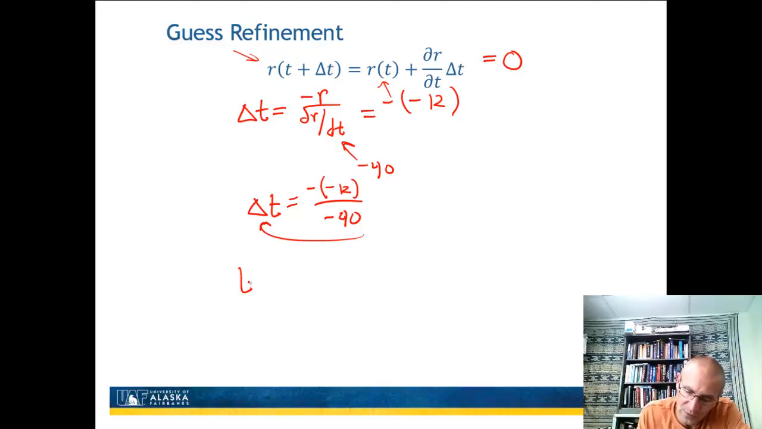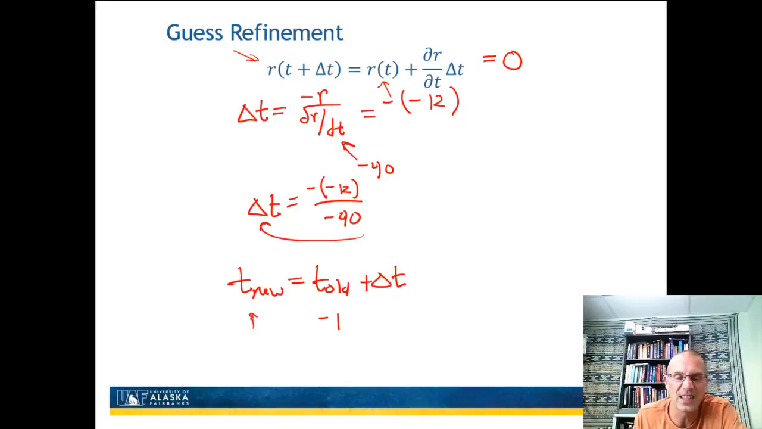So now I'm going to have a new value. I'll call it t new, which is equal to t old plus delta t. Previously I guessed that t was minus 1. I'm going to put this value in there, find a new value of t, and guess a new value in terms of my polynomial. And I keep doing that until I get a remainder that's equal to 0. At that point, I've completely found that factor. So this is how you numerically find the factors of your polynomial.